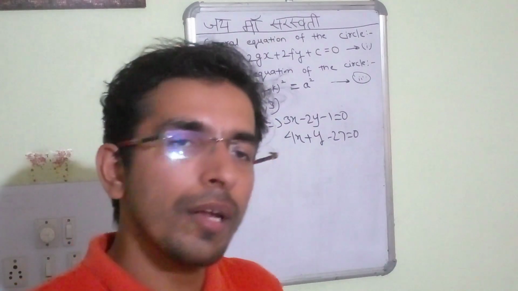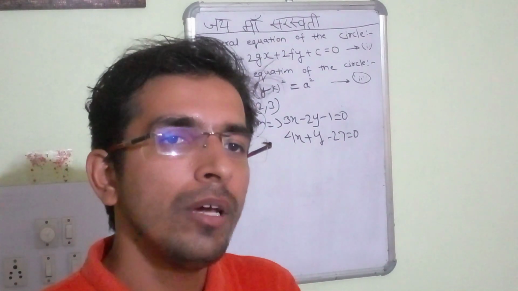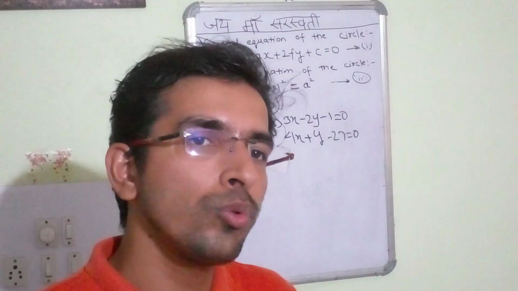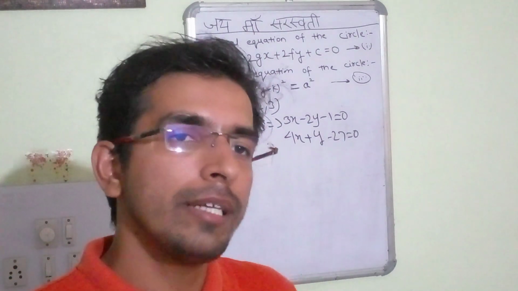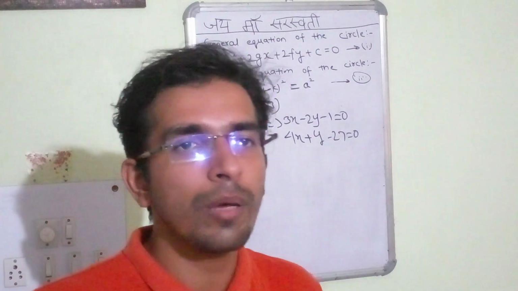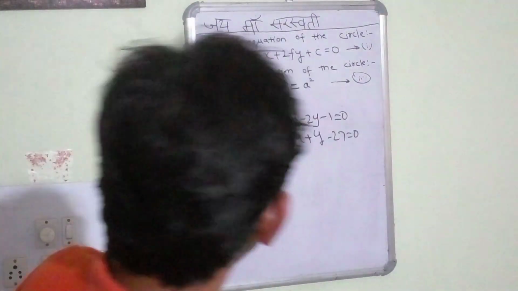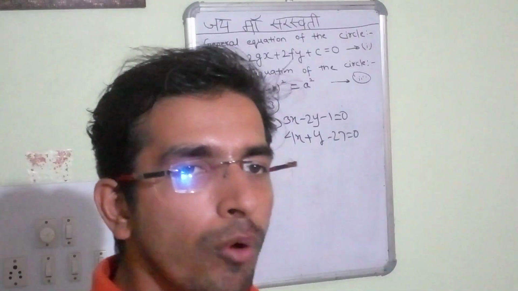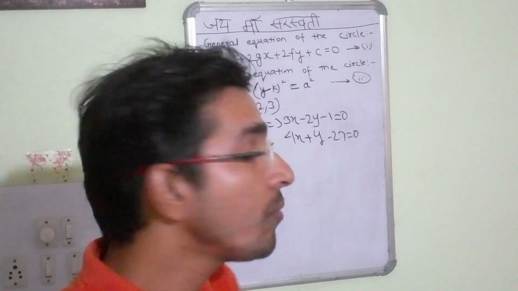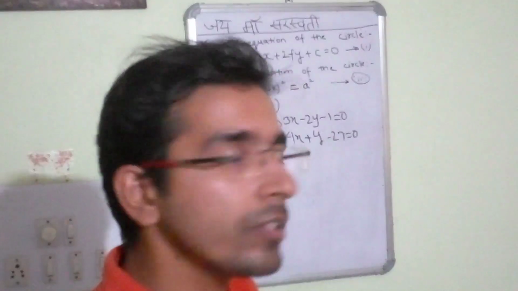So we have two conditions here. For the equation of the circle, we need two conditions. First and foremost, we have the center of the circle, and secondly, we should know the radius. So we will be finding one extra point here, and from that point we will be calculating the radius.